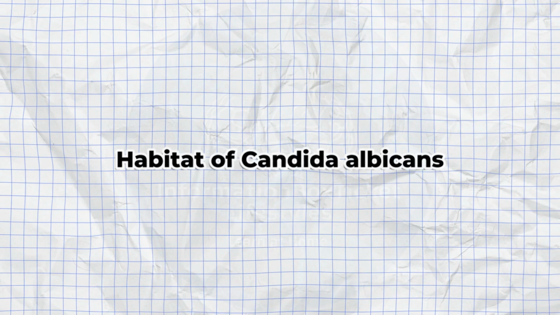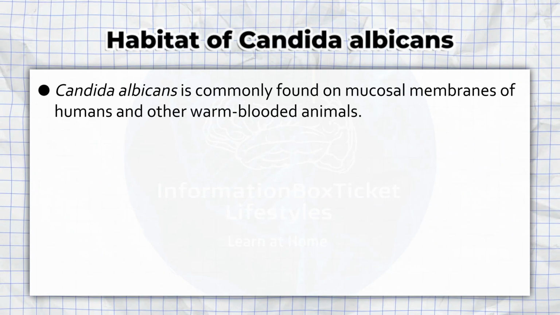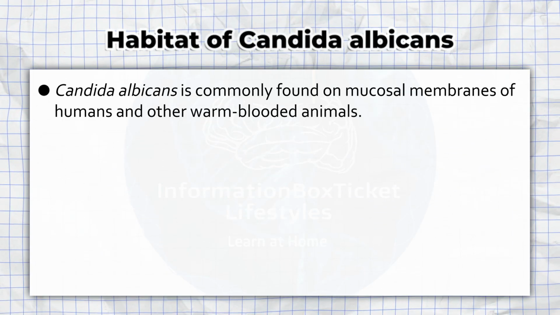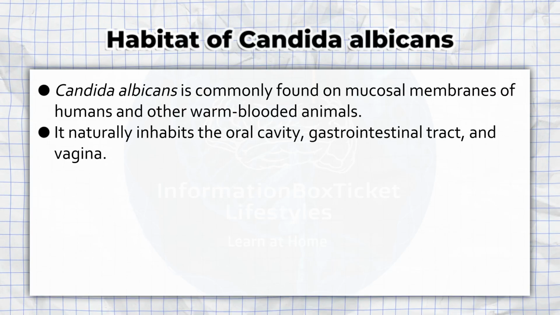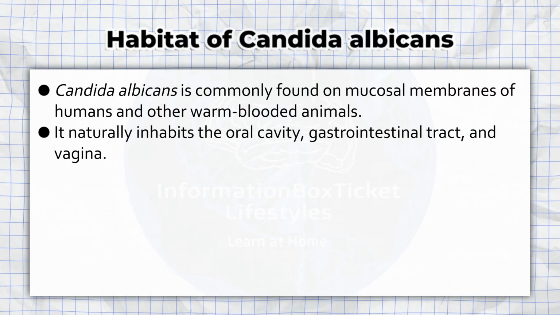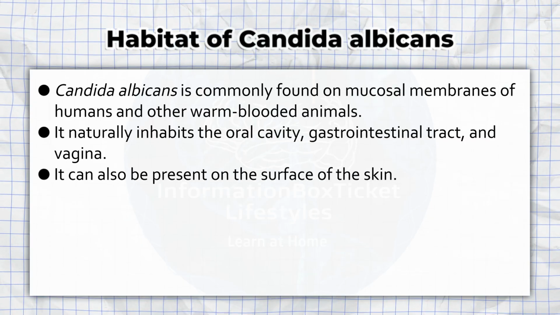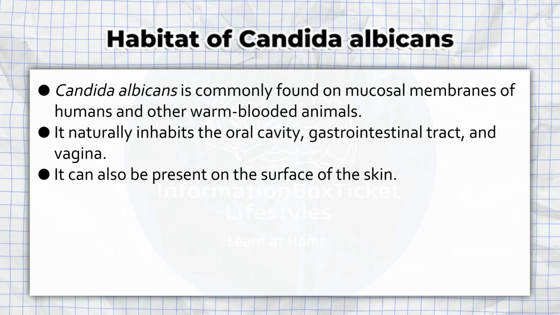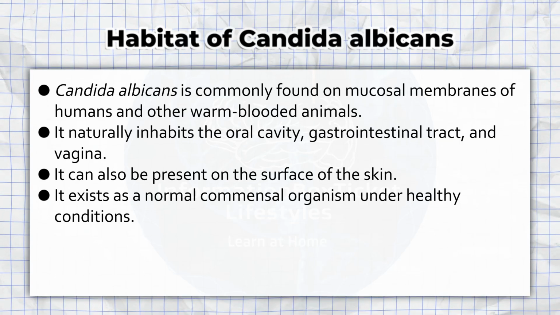Habitat of Candida albicans. Candida albicans is commonly found on mucosal membranes of humans and other warm-blooded animals. It naturally inhabits the oral cavity, gastrointestinal tract, and vagina. It can also be present on the surface of the skin. It exists as a normal commensal organism under healthy conditions.